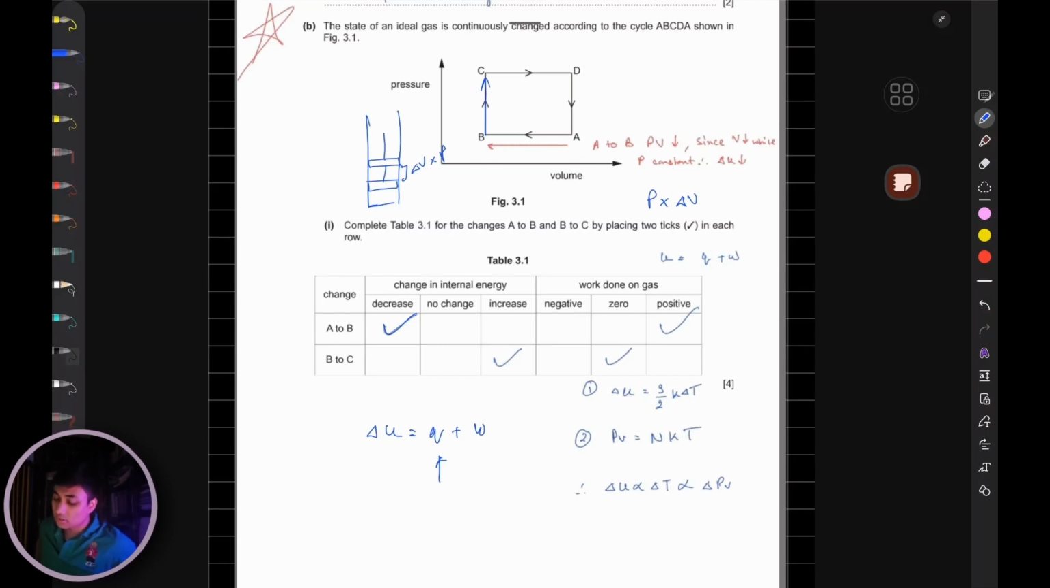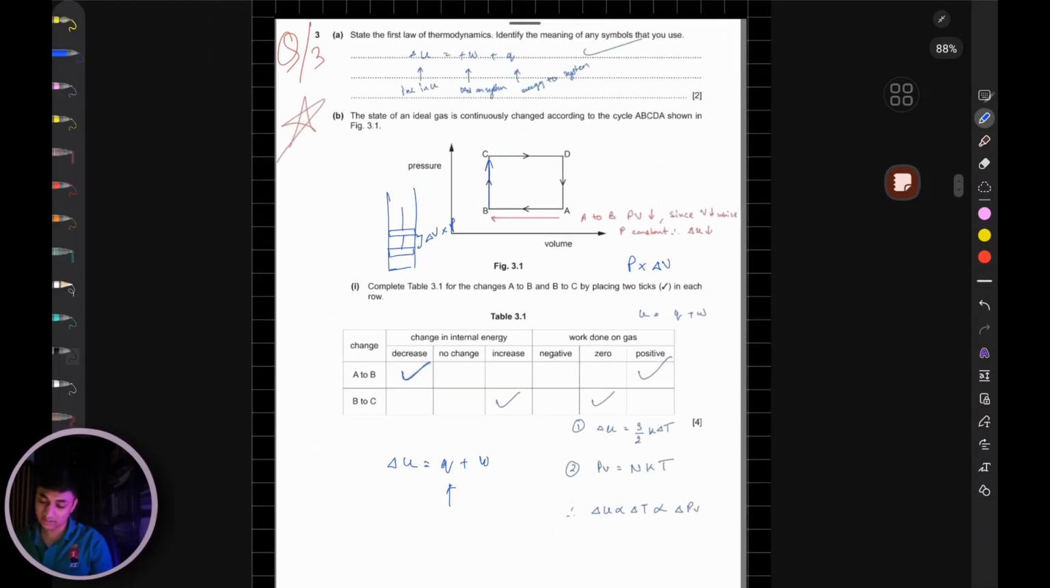Since you're adding thermal energy to the system, that means there is a gain in internal energy, hence positive change in internal energy, hence increase in internal energy, right? Therefore, this is going to be your answer for B part 1.